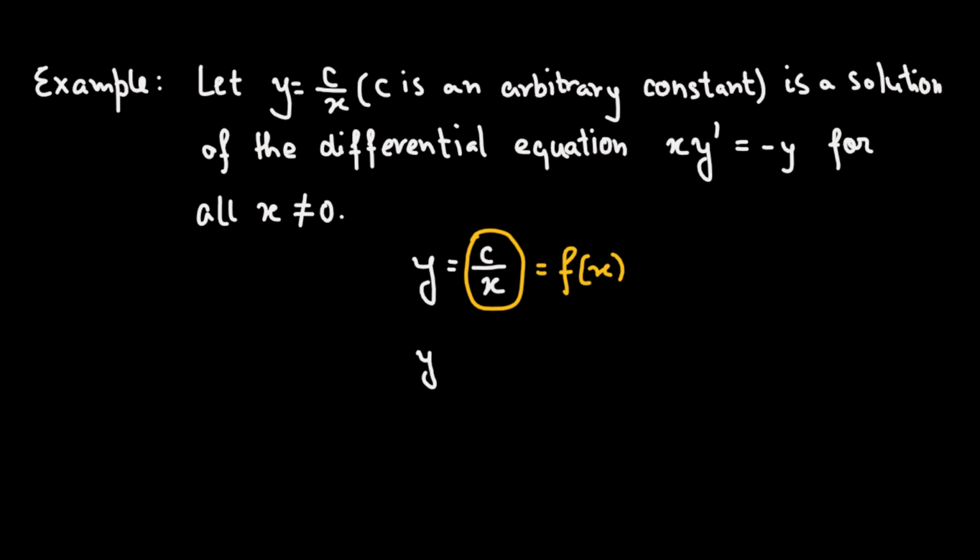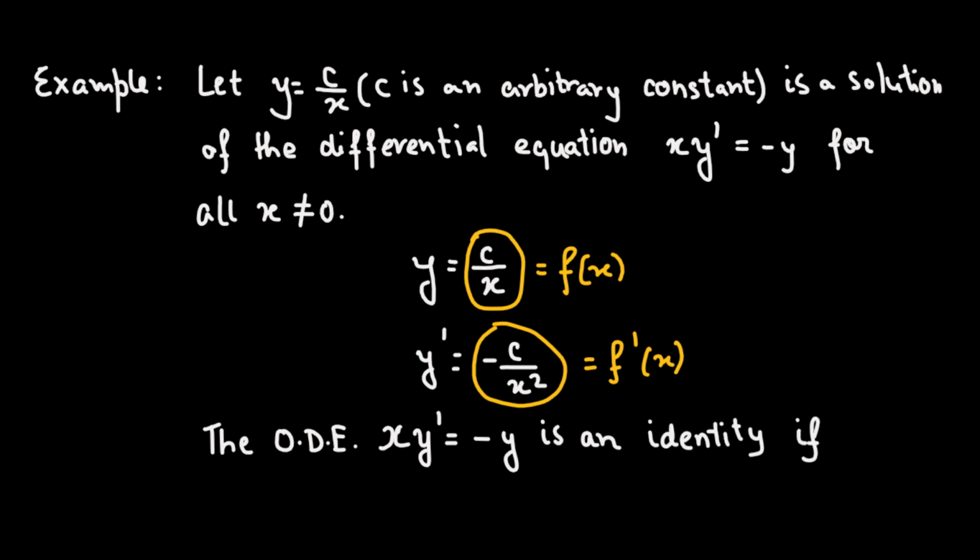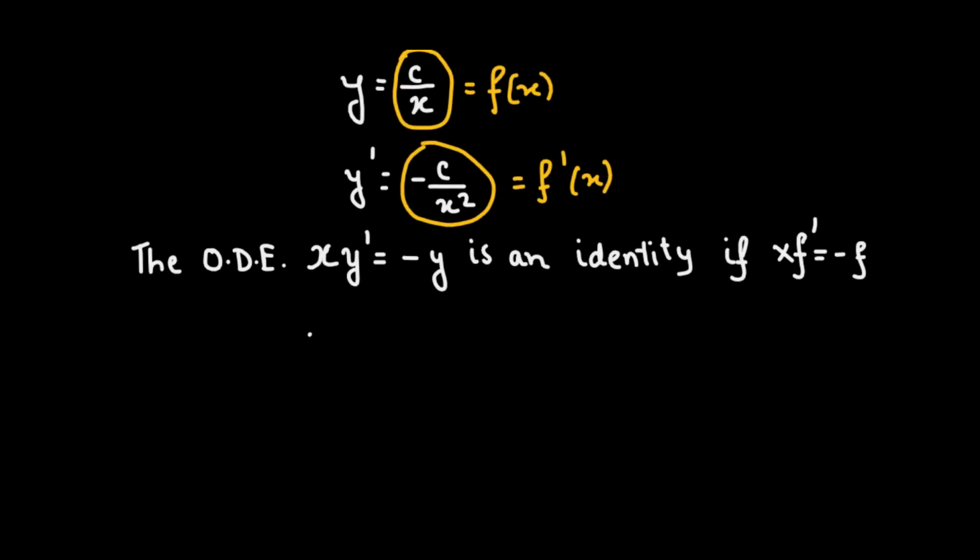That gives us y prime equals negative c over x squared, where negative 1 over x squared is the derivative of the function 1 over x, and that is f prime of x. Now the ordinary differential equation x y prime equals negative y is an identity if x f prime equals negative f, where we have replaced y prime with f prime and y with f. That is, x times negative c over x squared equals negative c over x. The x and x get cancelled out. That leaves us with negative c over x equals negative c over x, which is true.